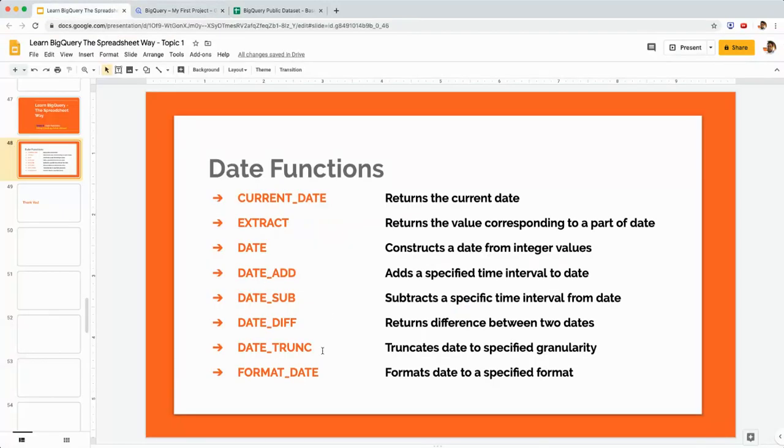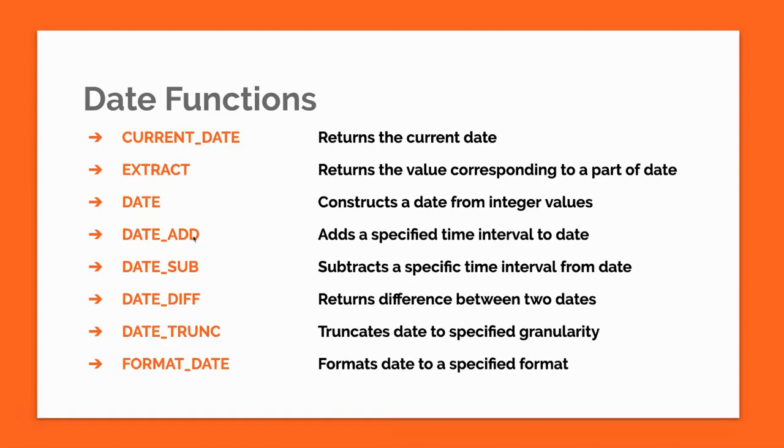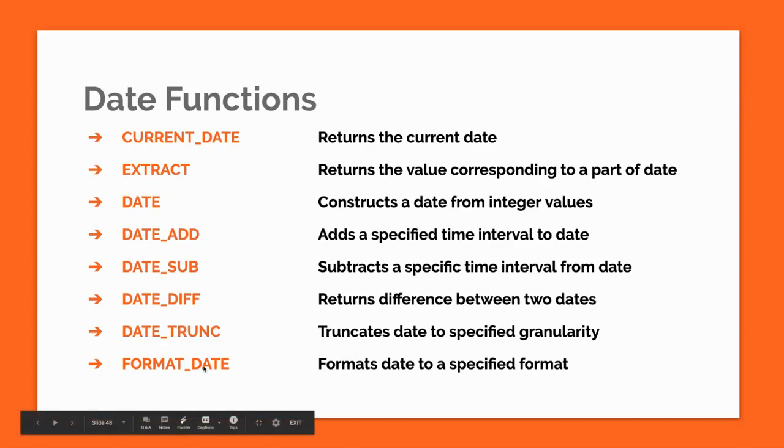So once again, the functions that we covered today are current underscore date that returns the current date, extract returns the value corresponding to a part of date, date constructs a date from integer values, date underscore add adds a specified time interval to date, date underscore subtract subtracts a specific time interval from date, date underscore diff returns difference between two dates, date underscore trunc truncates date to a specified granularity, and lastly, format underscore date formats date to a specified format.